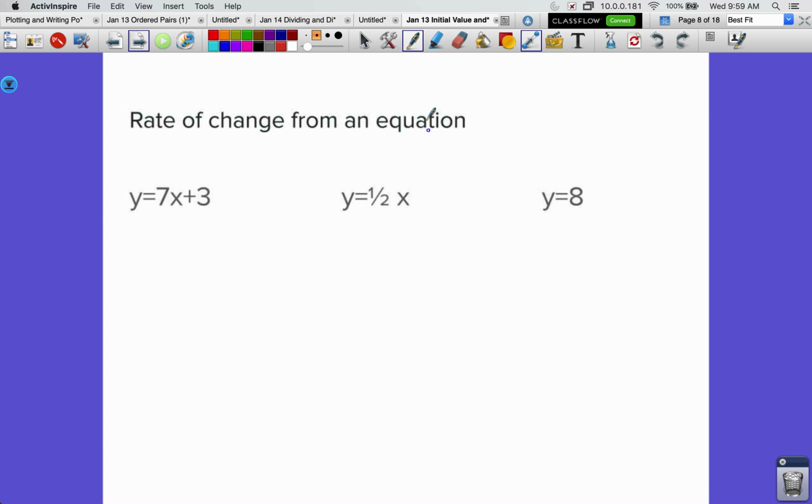All right, if it's an equation, the rate of change is just the number in front of x. So here our rate of change, we can start calling that m equals 7 or m equals 1/2. What do we do when there's no x? In that case, m is equal to 0.